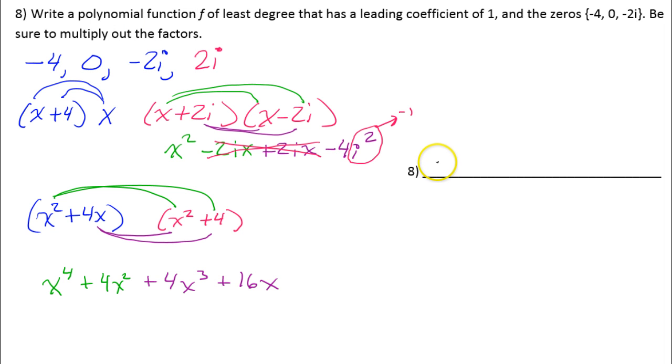Okay, so the final answer will be x to the 4th power, and then I'm going to put this one, so plus 4x to the 3rd power, and then plus 4x squared, and then plus 16x. And that is how you write a polynomial given the zeros.